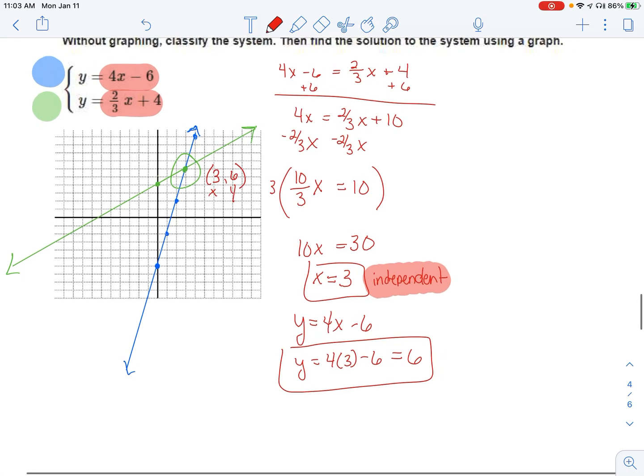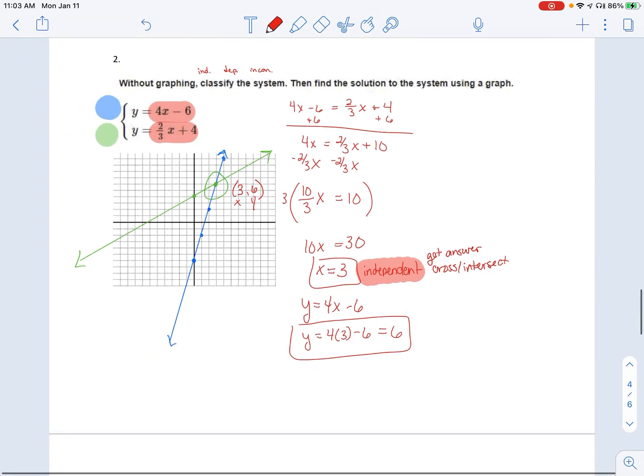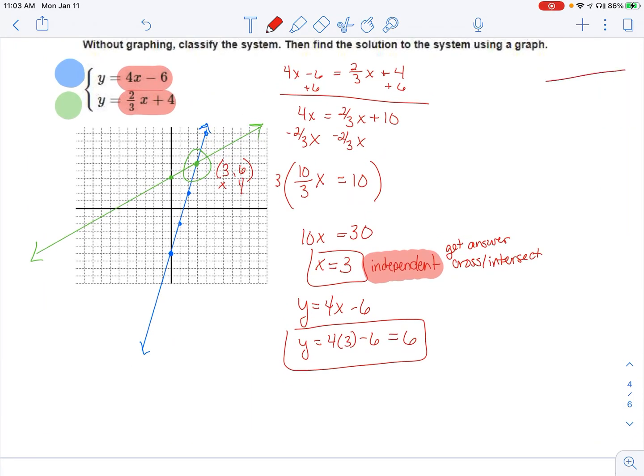So let's just make sure you understand. Independent means you get an answer. It also means that the graphs are going to cross, or intersect. Now maybe you're thinking, okay, that's great, that's what that problem is. What if it was dependent? Dependent means that they would be the same exact line if you were graphing them.